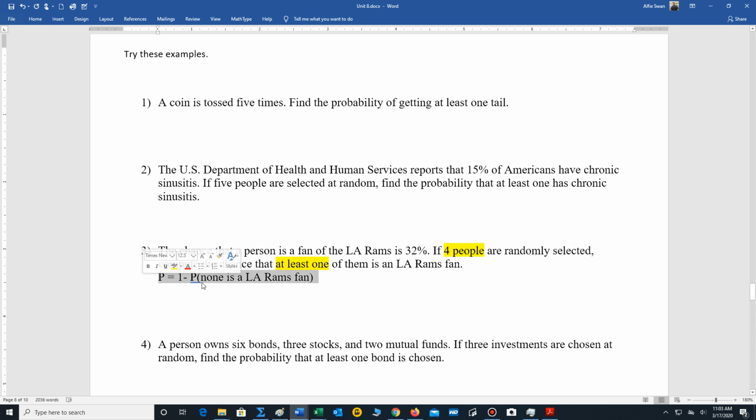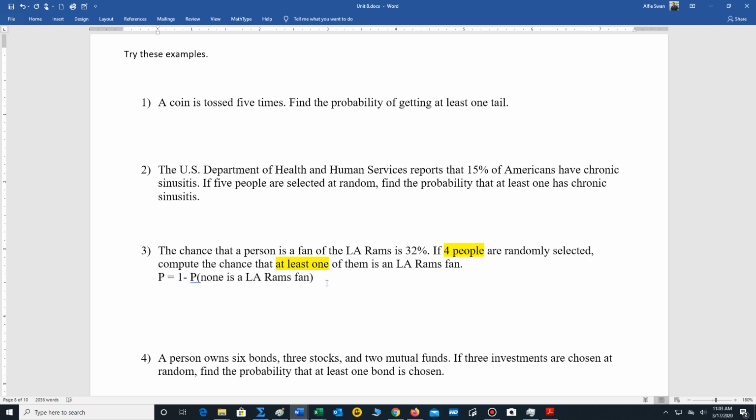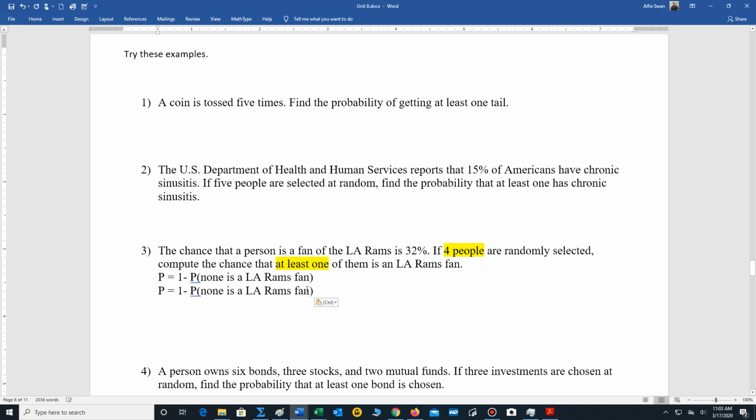So let's go to the next step. That means we're going to change this notation to 68%, because 68% of people are just not LA Rams fans. And I think the population is here in LA, so it's not nationwide. So let me just correct that. It should just be in the LA region, which is still a large population.